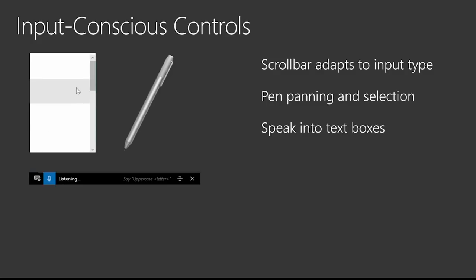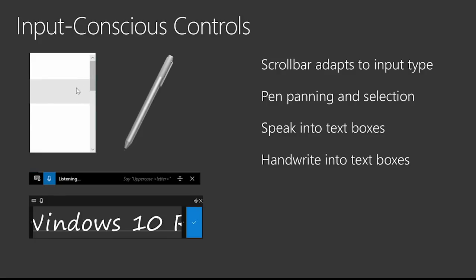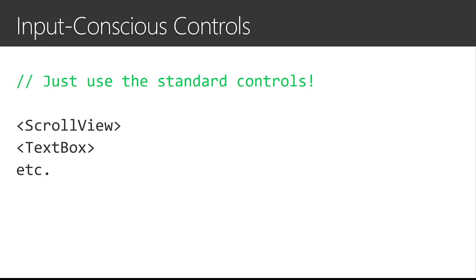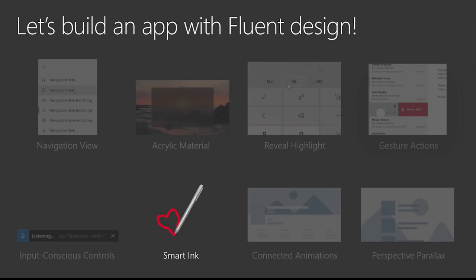Text boxes, you can now speak into text boxes, which is great. Just get the soft keyboard up and click the little mic icon, and you can dictate into text boxes, which is really valuable. And there's great handwriting support in text boxes as well. In the interest of time, we won't demo all this, but the good part is just using the standard controls, standard scroll view, standard text box, etc., you get all these great new features and capabilities where the system's really working with all these different inputs, speech, pen, handwriting, etc., in a really great natural way for you. So take advantage of those just with the standard controls.